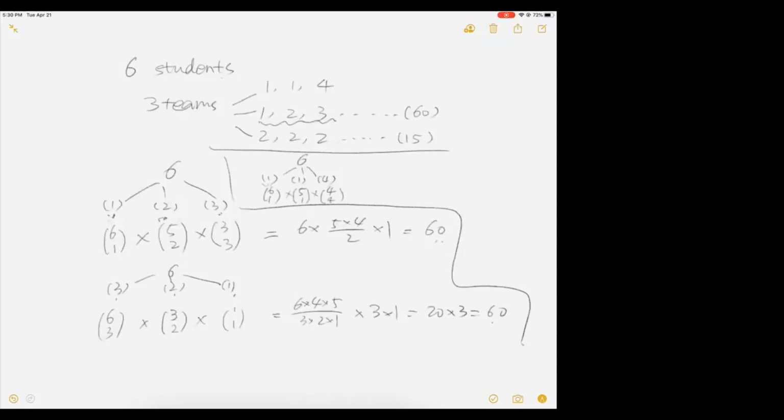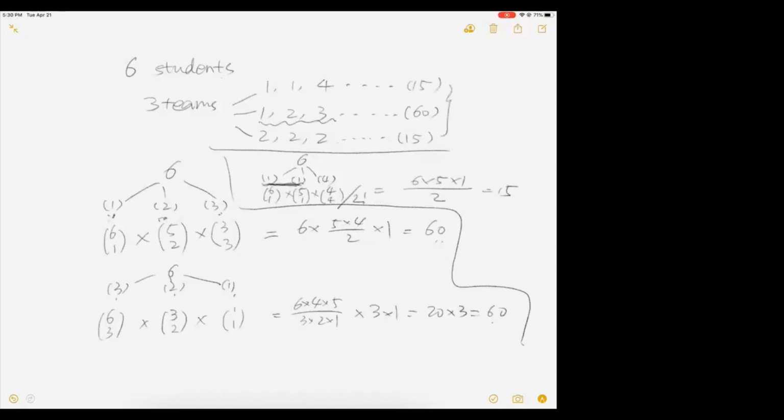And look, there are 2 teams with the same size. So that means no matter whether you select the student for the first team first or the second team first, you get the same result. So in this case, we have to divide by the permutation of these 2 teams. We have to divide by 2 factorial. So this will be 6 times 5 times 1 divided by 2, which is 15. So for 1, 1, 4, we're getting 15.